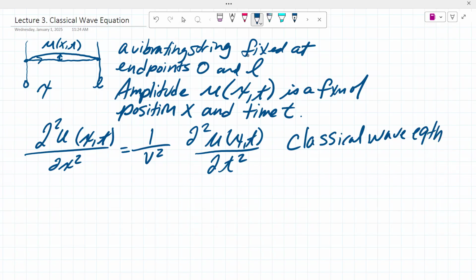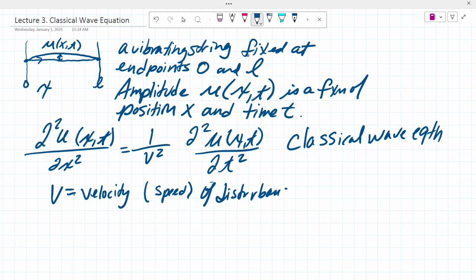So if you take an intro physics course, you are quite likely to encounter this as well. And the v is the velocity. And of course, velocity has a magnitude and direction, but since it's kind of fixed, it's really more like the speed of the disturbance along a string.